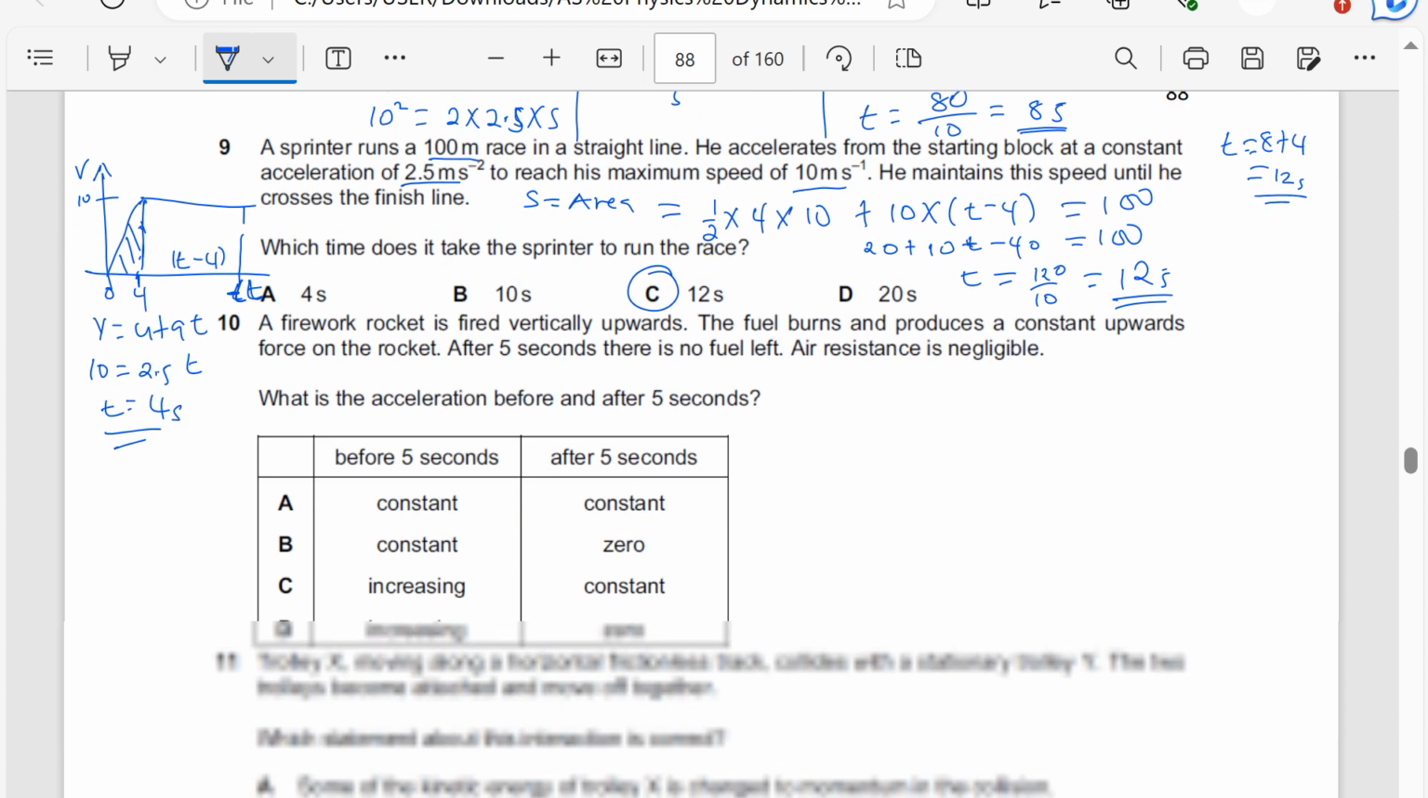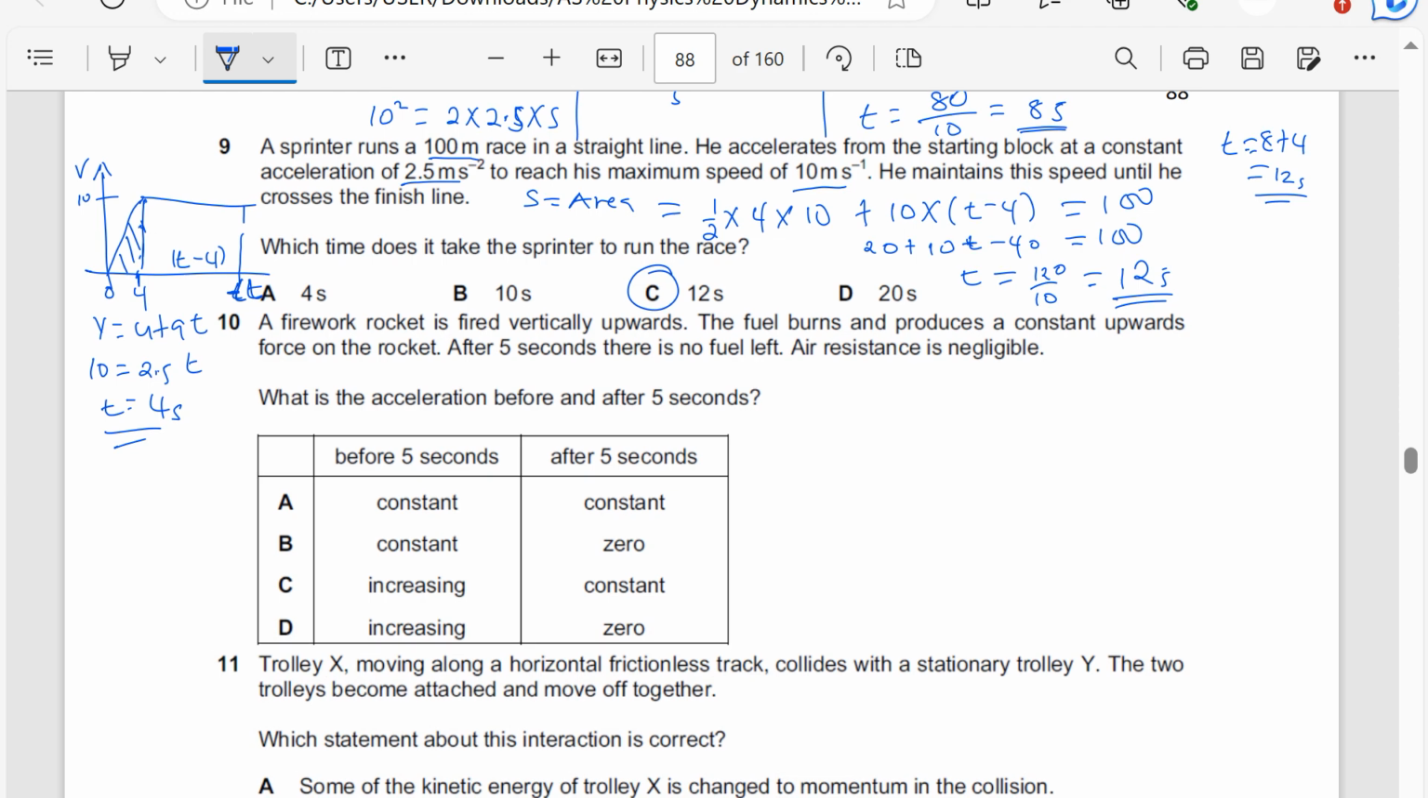A firework rocket is fired vertically upwards. The fuel burns and produces a constant upwards force on the rocket. After 5 seconds, there is no fuel. Air resistance is negligible. That means the acceleration is constant. What is the acceleration before and after 5 seconds?